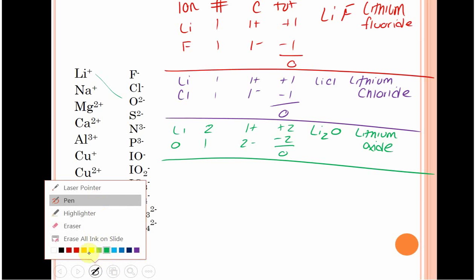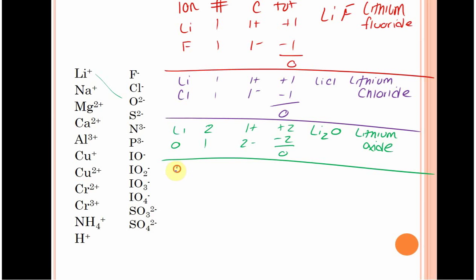Lithium with sulfur. Again, this is group one. This is group six. In order to cancel here, we need two here, one here. That's going to give us 2 plus, minus 2 to cancel and give us our neutral compound. So this is Li2S for lithium sulfide.